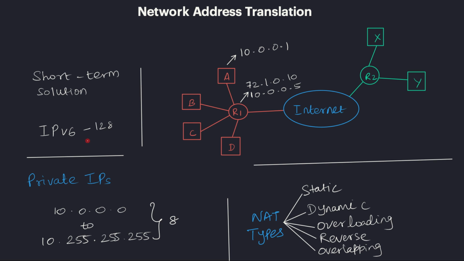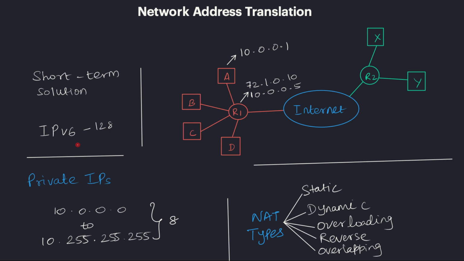But the challenge is we have built so many things on top of IPv4. We cannot just change everything to IPv6 overnight. We need a transition time. It's not going to happen immediately. So this is the permanent solution people came up with for the IP exhaustion issue.